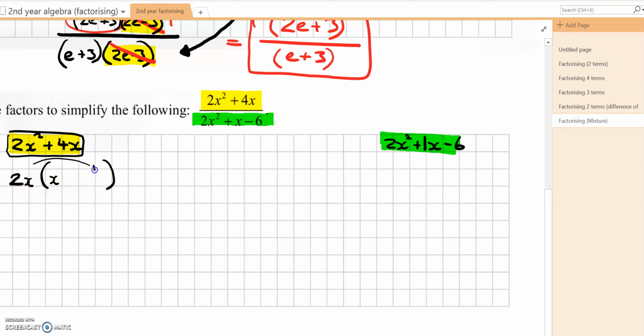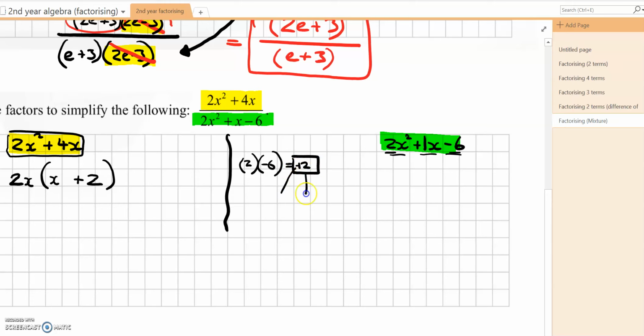And now 2x by what would give me 4x? Well, it would be plus 2, wouldn't it? Because 2x by plus 2 gives me 4x. Now over here, it's 3 terms, 1, 2, 3. So I'm going to need to use the factorizing 3 terms method. So I'm going to need to get my guide number, 2 by minus 6. I'll do this here for a bit of space. So 2 times minus 6 is minus 12. So there's my guide number.